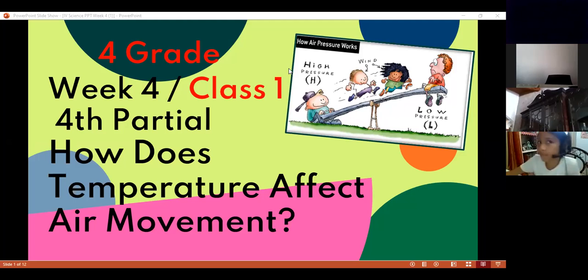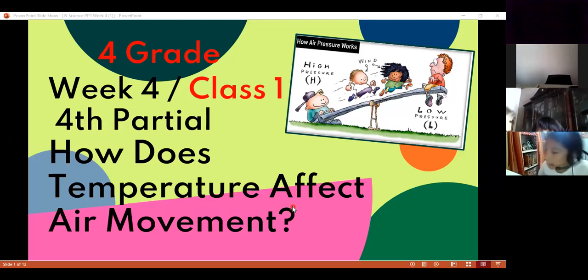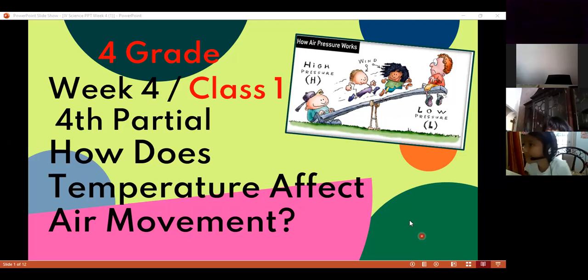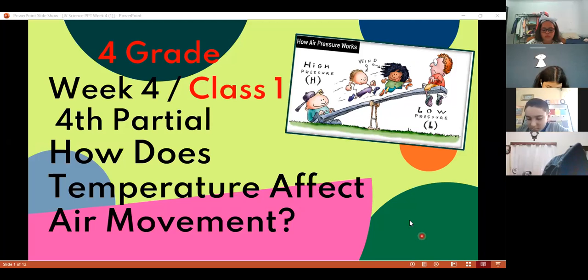Okay, let's start with science class. How does temperature affect air movement? That is the title. If you remember, in the last classes we talked about the air and the pressure, and that we use different instruments to measure the temperature, how hot or cold it can be. Now, how does the temperature affect air movement?